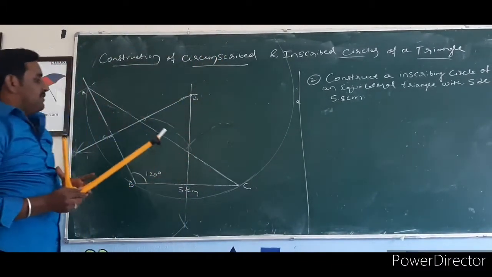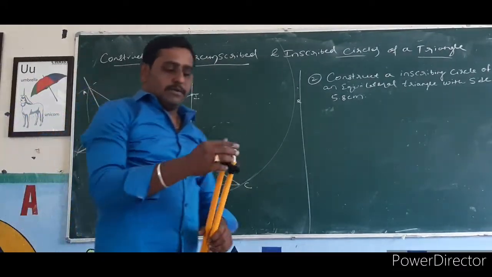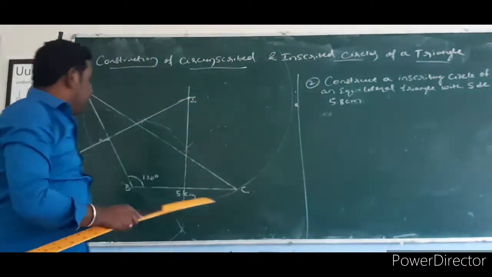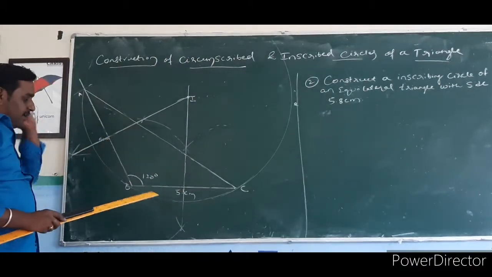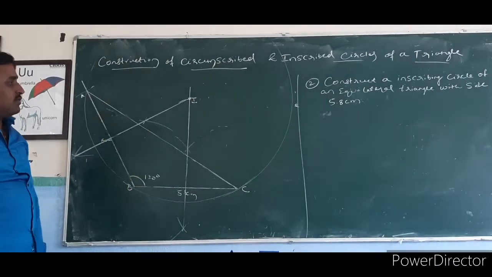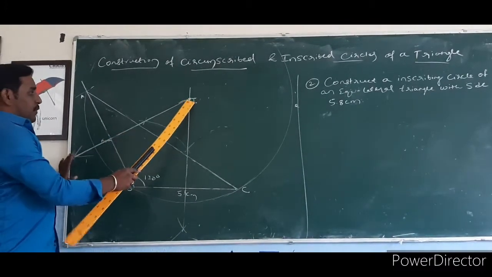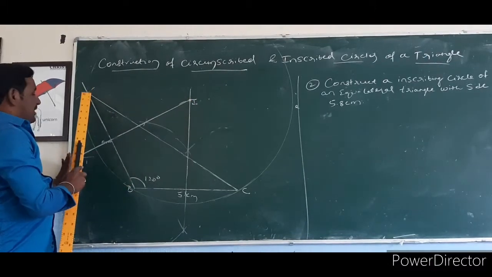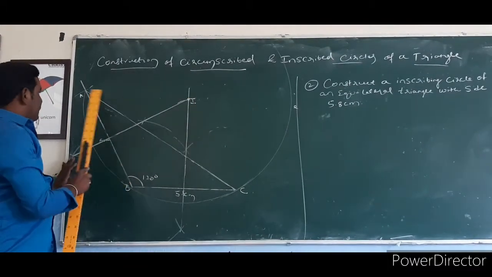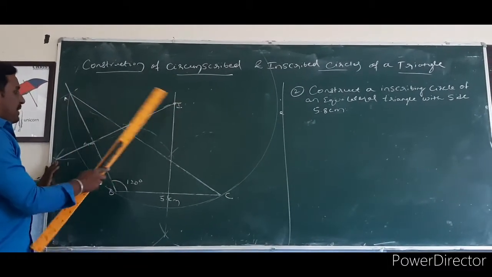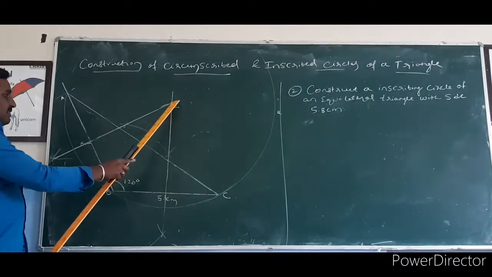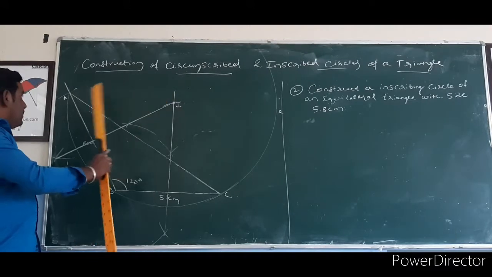it touches. So if you know the steps, then you can easily construct. What you have to do first is construct a triangle according to the given data, and next draw perpendicular bisectors of any two sides of the triangle. It meets at one point. From this point, you can take a radius to any vertex of the triangle. You can check, the distances from I to A, I to B, I to C are the same.